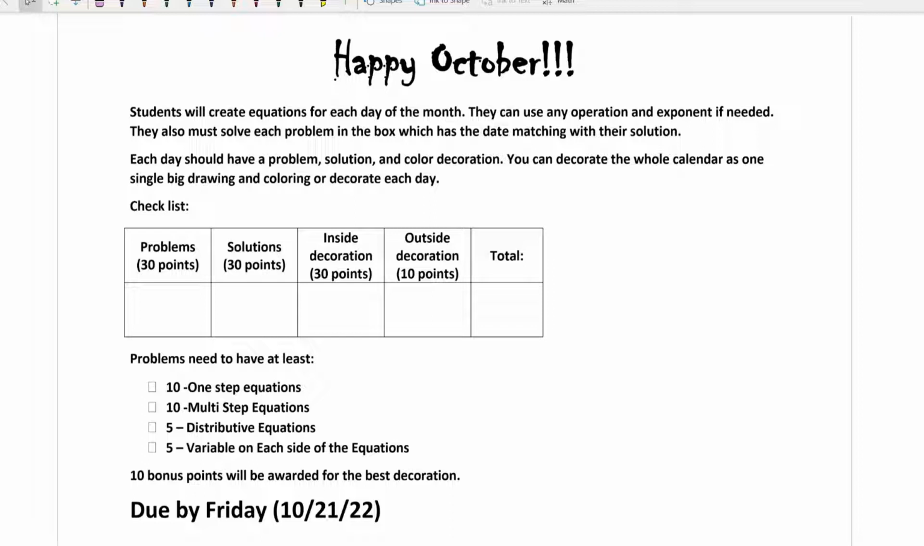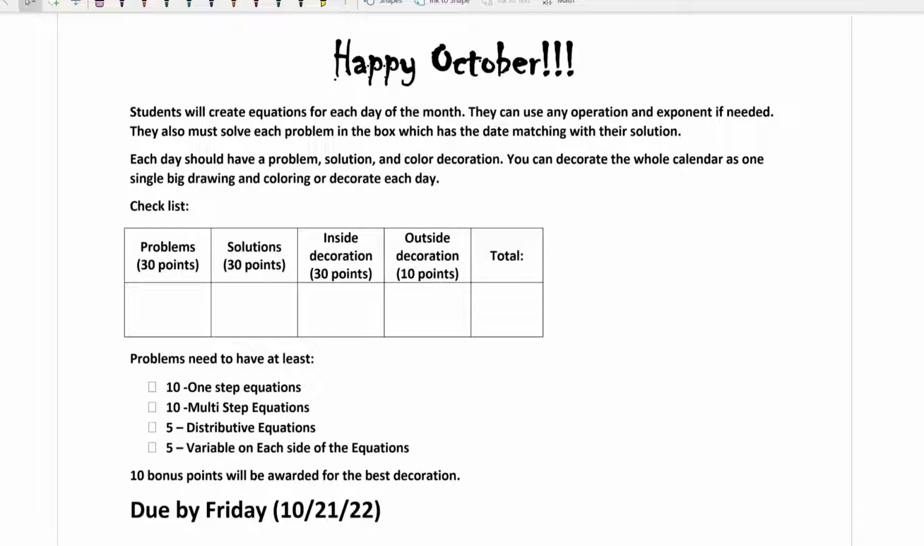You can decorate the whole calendar as one single big drawing, or color or decorate each day. Again, for the calendar, you can treat it as one single theme. You can draw a big picture for all the dates, or you can do every box individually. It's up to you.